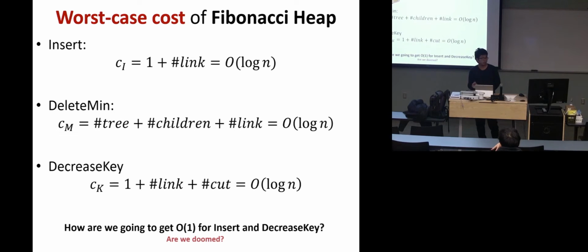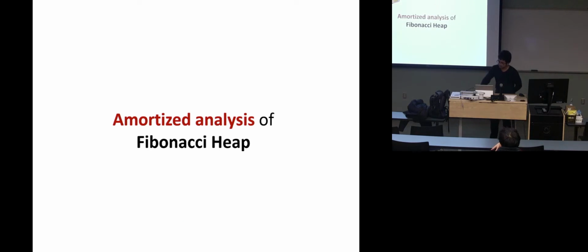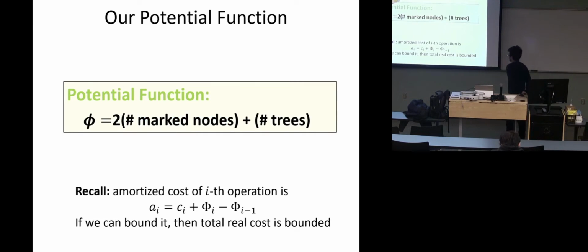But we want to show that we can go beyond the worst case. We can get faster amortized time. So let's see the analysis. One of the most powerful ways to do amortized analysis is to use a potential function. The potential function that we're going to use is 2 times the number of marked nodes, plus the number of trees.